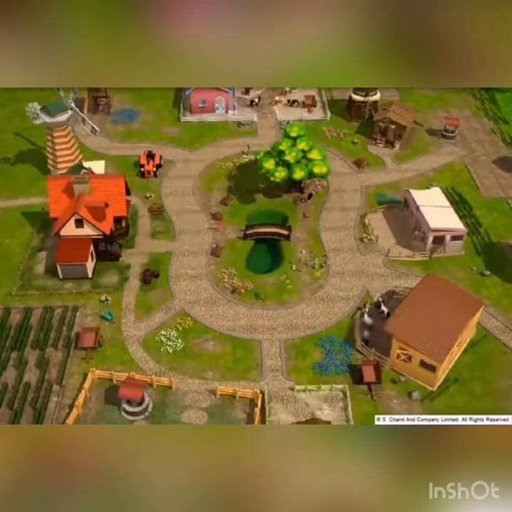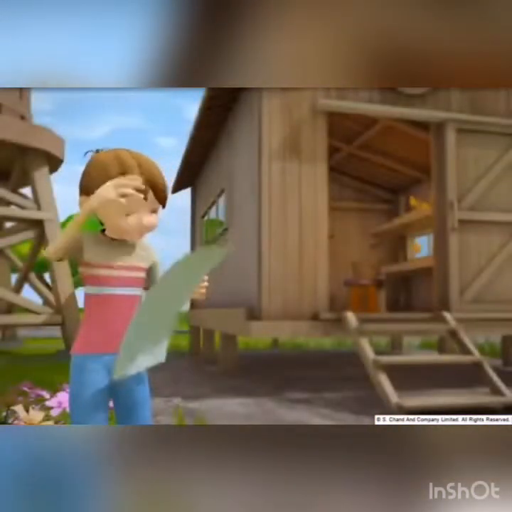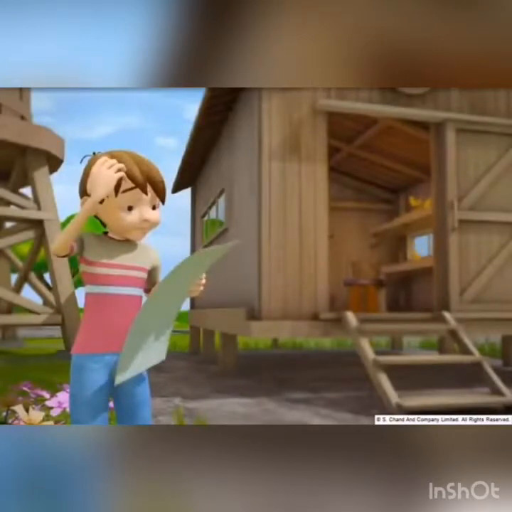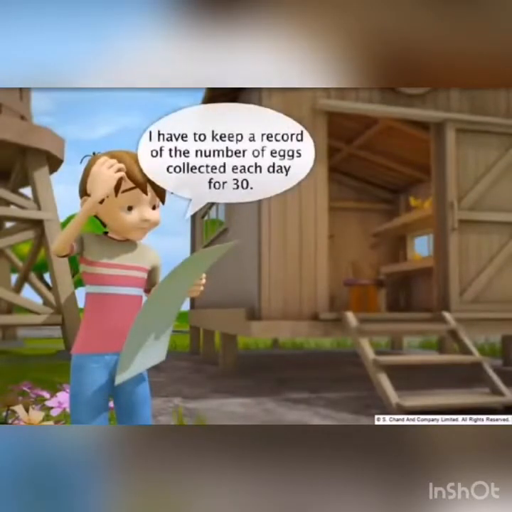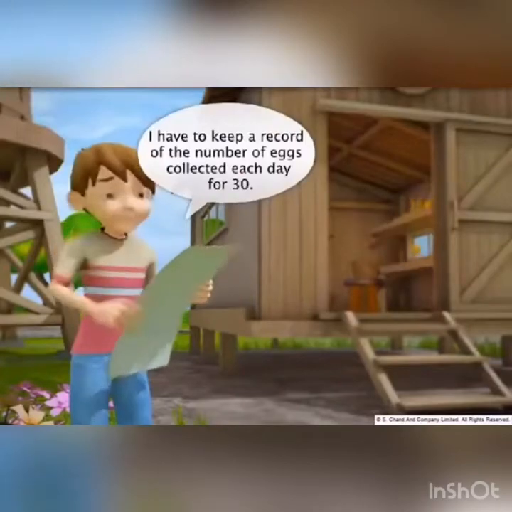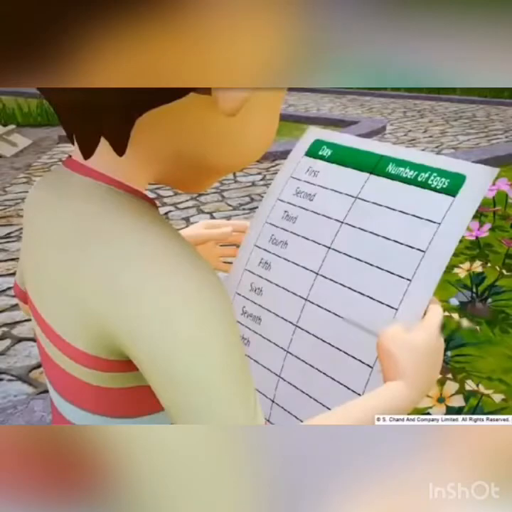Hi, we're at the farmhouse again, and Sam seems to have some problem. What is bothering Sam? Aha! Sam has to keep a record of the number of eggs collected each day for 30 days. So, let's see how Sam is going to do this.